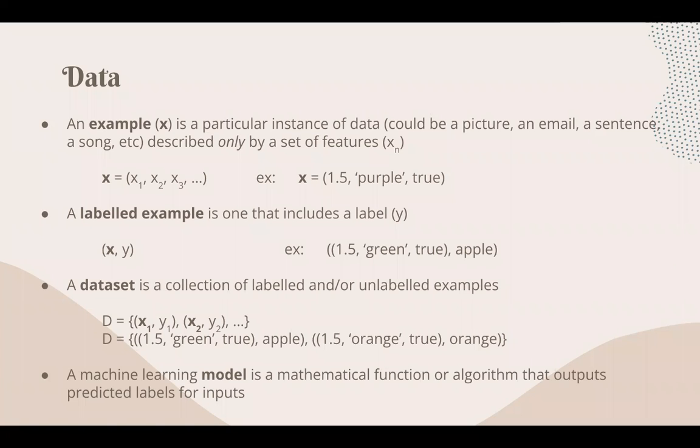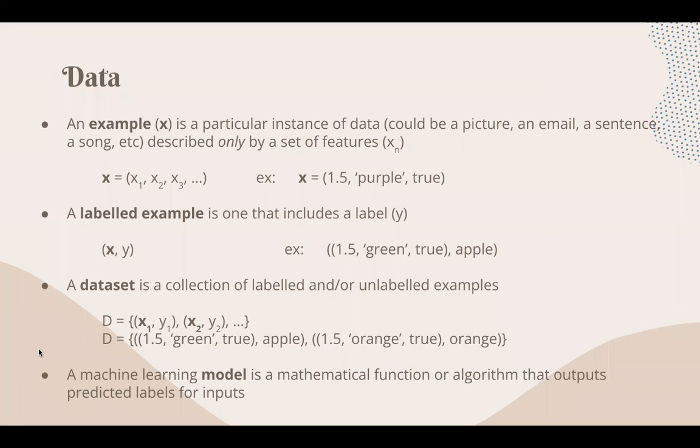We don't necessarily have a label for this, because a labeled example is one that includes the label. So here you're going to have an X and a Y. The X, which is the example, is in this situation 1.5, green, and true, and it's labeled as an apple. So if we were to take the example above and make it a labeled example, it would be 1.5, purple, true, and we could assume that may be a grape, because we were talking about fruits in this example, I think.